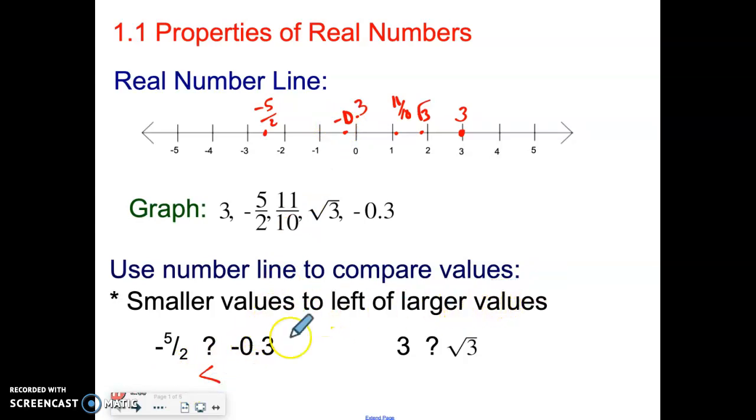I could rearrange this, but try to keep it in the same format and then choose your symbol, less than, greater than, or equals, based on the order here. Next problem, I have 3 compared to the square root of 3. If we look here, 3 is to the right of the square root of 3, and to the right means it's greater than. So here I would use the greater than symbol. So that's just a couple of review things on properties of real numbers on the number line.